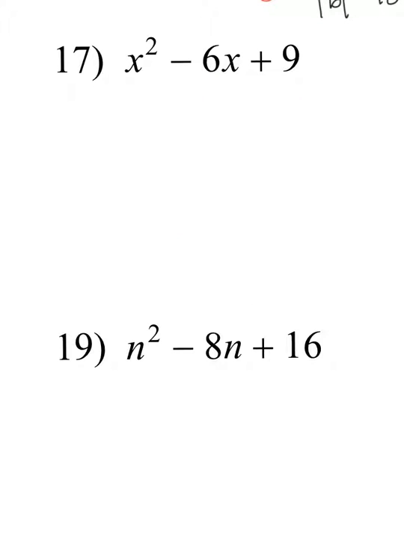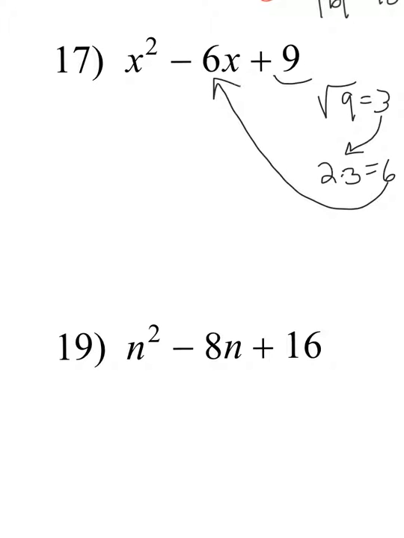As we're looking at number 17, the first thing we need to focus on is our c, which is 9. It's a perfect square, and the square root of 9 equals 3. Now that we know the square root of c is 3, we multiply it by 2 and get 6, and we check to make sure that the absolute value of the b term is indeed 6, and yes it is. Therefore, we can quickly write our factors as x minus 3 times x minus 3.